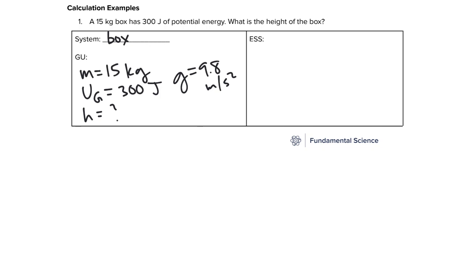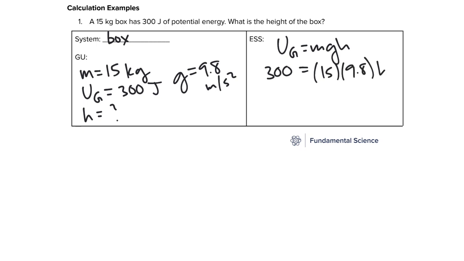So over here on this side, we'll write our equation. UG equals m times g times h. The UG is 300 joules. The mass is 15 kilograms. Gravity is 9.8. And then height is unknown. So the first thing that you should do algebraically here is multiply out your 15 and your 9.8. Now, there are other algebraically valid ways to do this, but multiplying 15 times 9.8 is probably going to be your best bet.